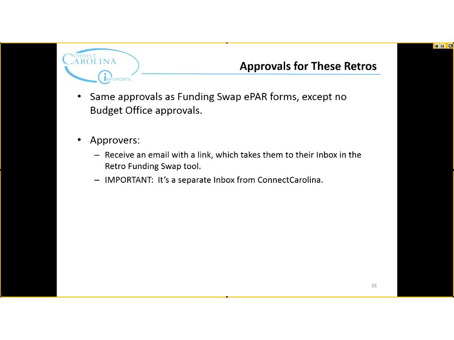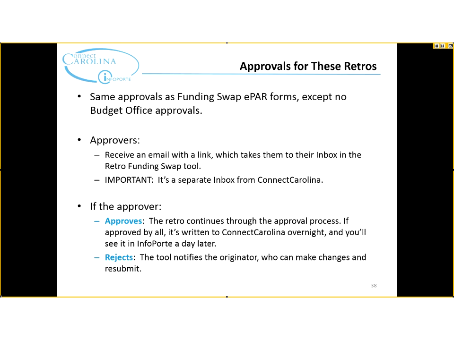So if you are an approver, you're going to receive an email with a link, and that link will take you to your inbox in this retro tool. Okay, listen now, this is not the inbox in Connect Carolina. You're going to go to that work list and look for these, and they're not going to be there. It's a different tool. Remember, they look different. They have different logins. Connect Carolina is just a nice and convenient place to put a link to this system. Okay, so these are two different inboxes, and they need to be monitored separately.